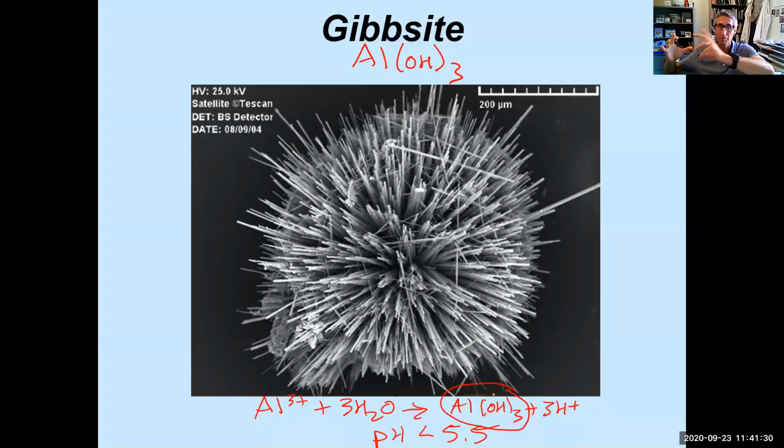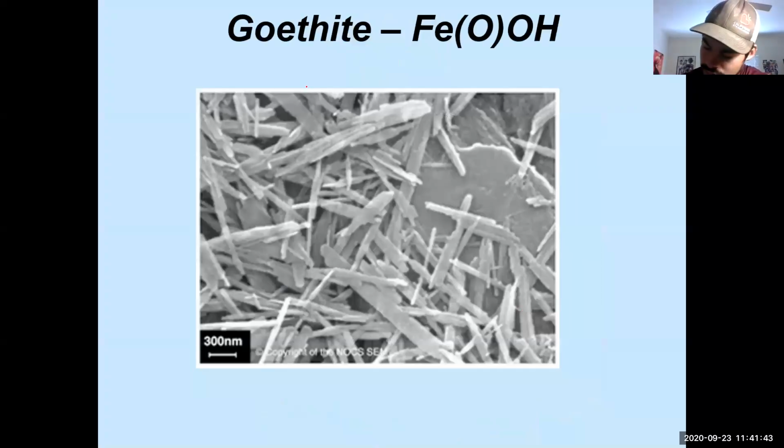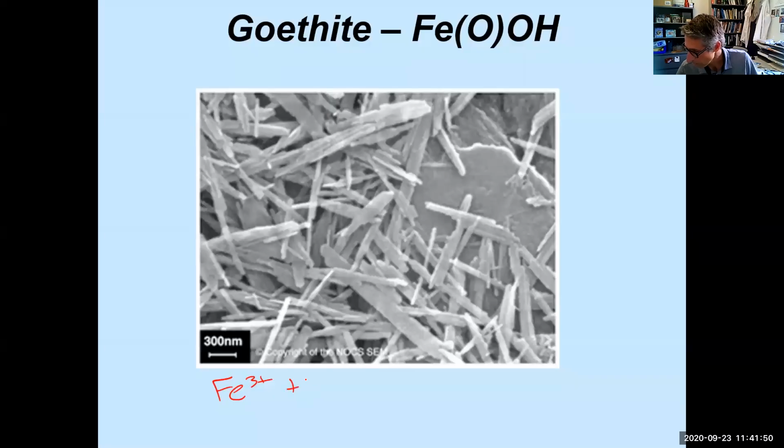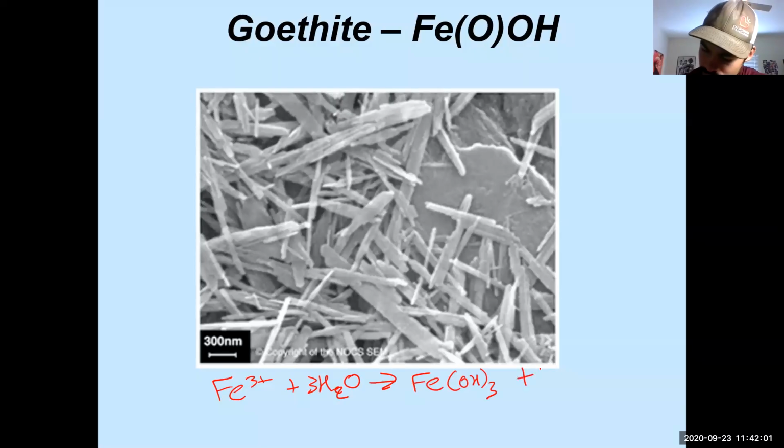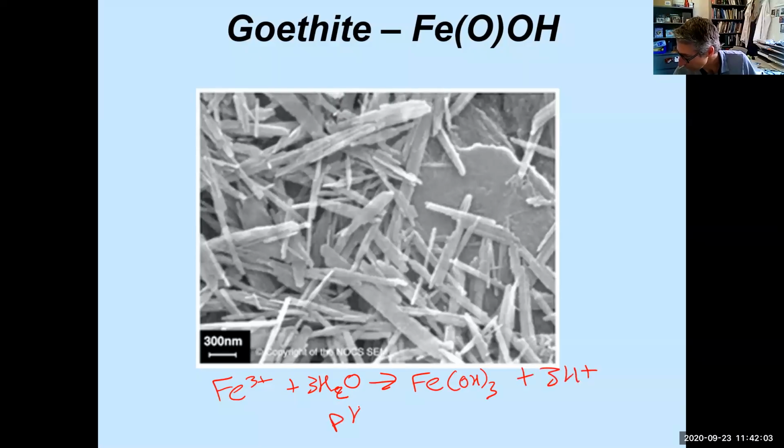Okay? But we're going to talk about another thing that can happen with aluminum in just a second, and also iron for that matter. But we'll get to that in just a second. So let's go to iron. So iron, right? This is goethite. It's an iron oxyhydroxide. We know that iron will also react with 3 moles of water. And we know that iron is a stronger acid than aluminum is because it's smaller and it has a greater electronegativity. And that is important at pHs less than 3.5.